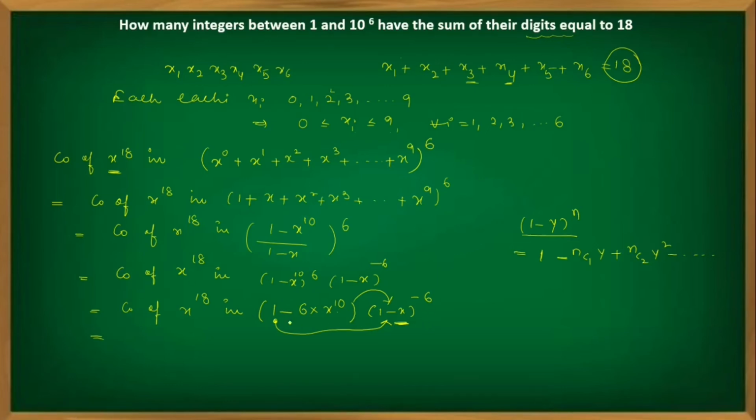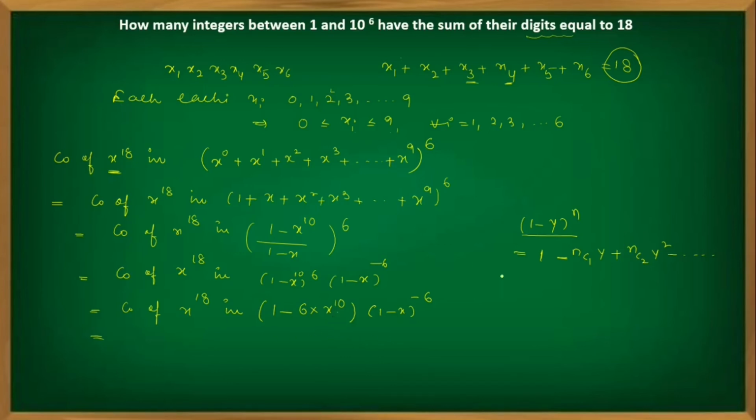So what we will do here: first, we'll take 1 into the coefficient of x to the power of 18 from this, then minus 6 into the coefficient of x to the power of 8, because the minus 6 will be multiplied here with that coefficient. Since here you have x to the power of 10, we need x to the power of 8 from this, right? So now you see how to do that.